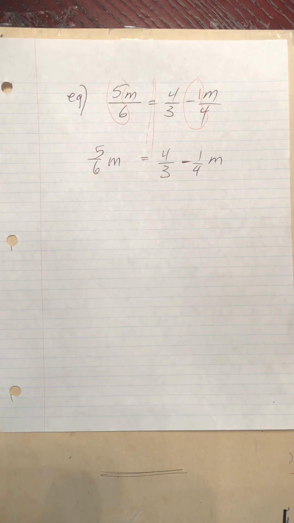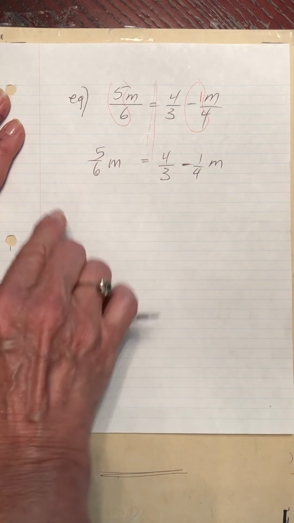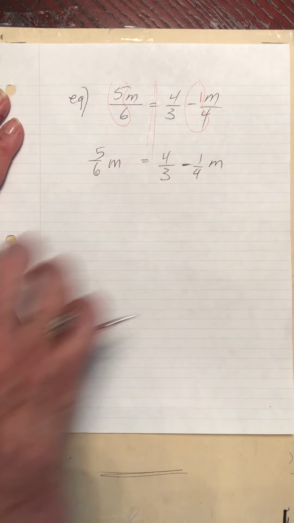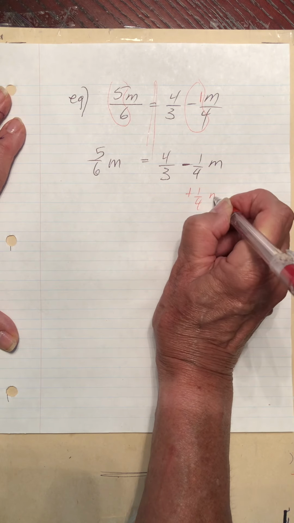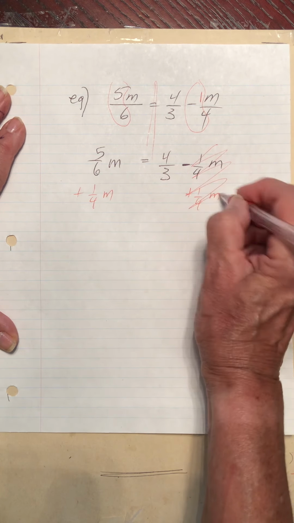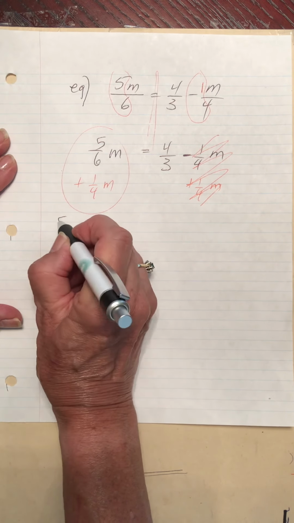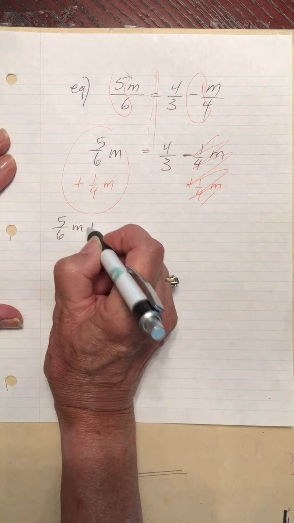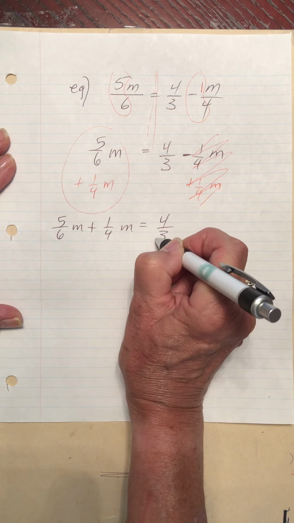All right, so now I need to move all the M's to one side. Should I add a 1/4 M to each side, or should I minus 5/6 M's from each side? The good choice is adding a 1/4 M to each side. These will be gone, these need to be added together. So what I am looking at is 5/6 m plus 1/4 m.